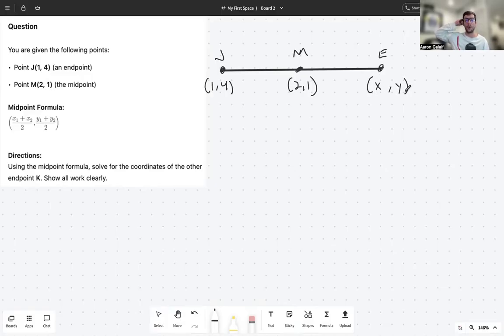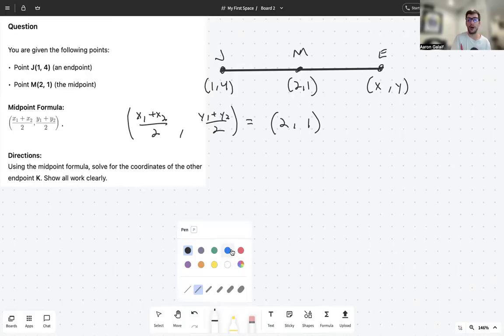It's (x, y). If we remember the midpoint formula, (x1 plus x2) divided by 2 is the x value. (y1 plus y2) divided by 2 is the y value. And this is going to be equal to the midpoint, which is our M. The x value will be equal to 2, and the y value will be equal to 1.